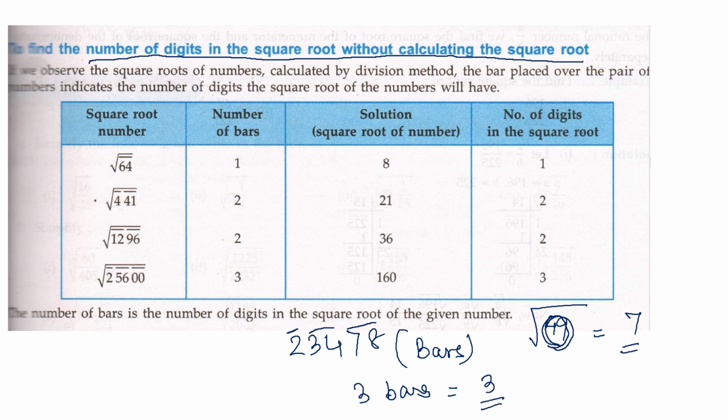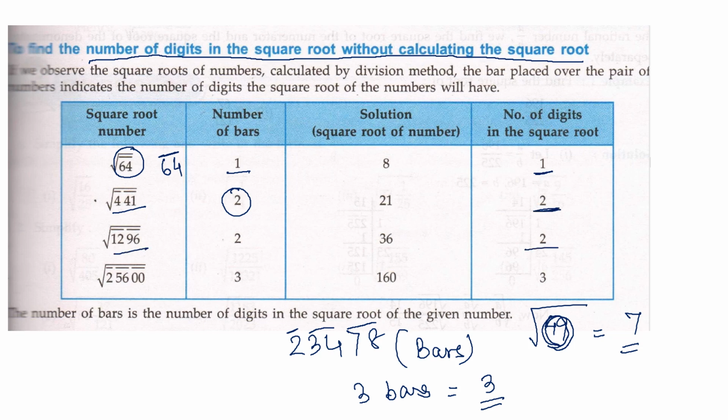Look here. Root over 64. If you put 64 in a bar, it will cover one bar. So the number of bars is 1. So the number of digits in the square root will be 1. Now here 4, 4, 1. The number of bars is 2. So the number of digits in the square root will be 2. 1, 2, 9, 6. 2 bars.